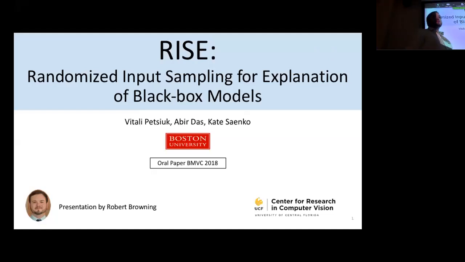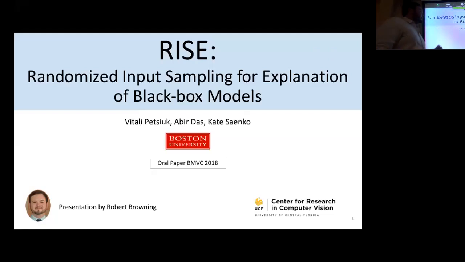Hello, everyone. My name is Robert Browning, and today we will be talking about one of the two genres in this class. So we're dealing with explainable AI and generalization. Right? In this class, this paper falls into the explainable AI category, which I will open up a little bit.